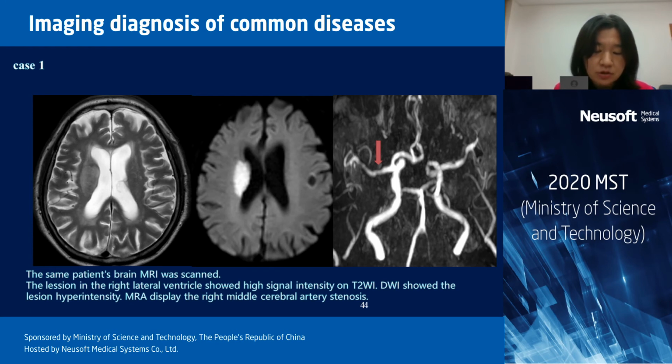The same patient's brain MRI was scanned. The lesion in the right lateral ventricle showed high signal intensity on T2 weighted imaging. DWI shows the lesion hyperintensity. MRI displayed right middle cerebral artery stenosis.